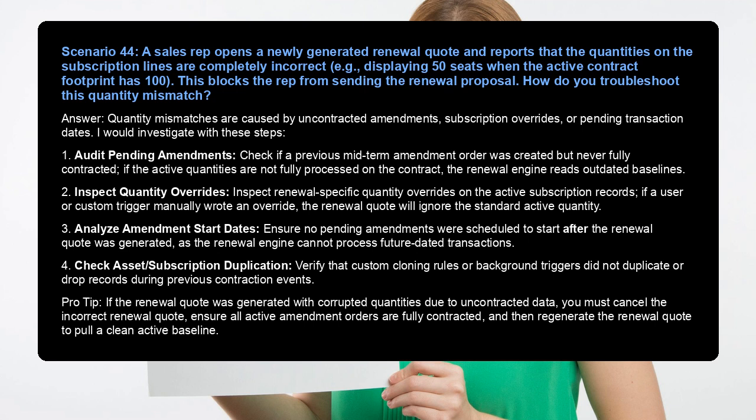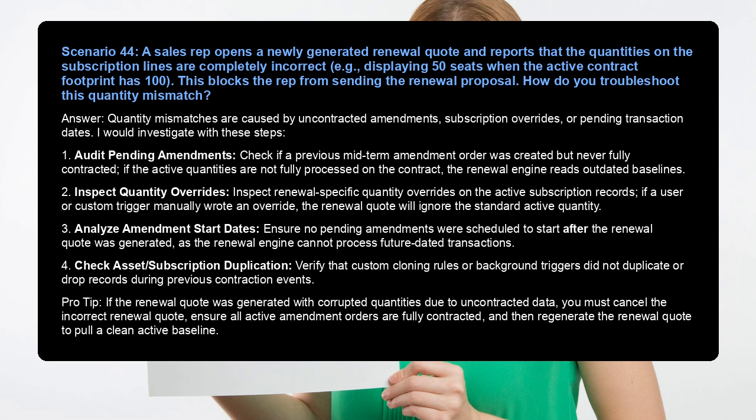3. Analyze amendment start dates. Ensure no pending amendments were scheduled to start after the renewal quote was generated, as the renewal engine cannot process future-dated transactions. 4. Check asset/subscription duplication. Verify that custom cloning rules or background triggers did not duplicate or drop records during previous contraction events.